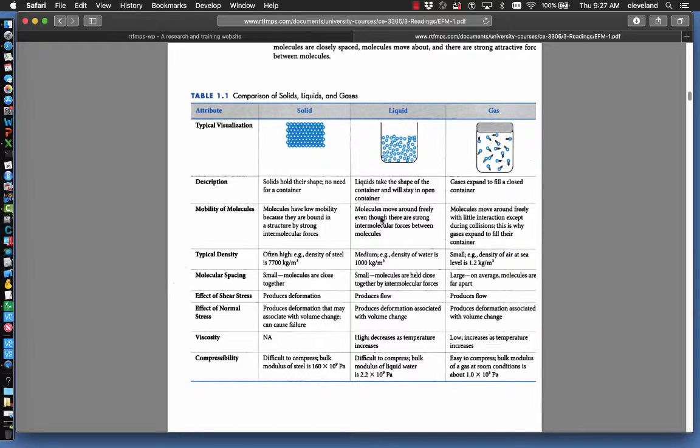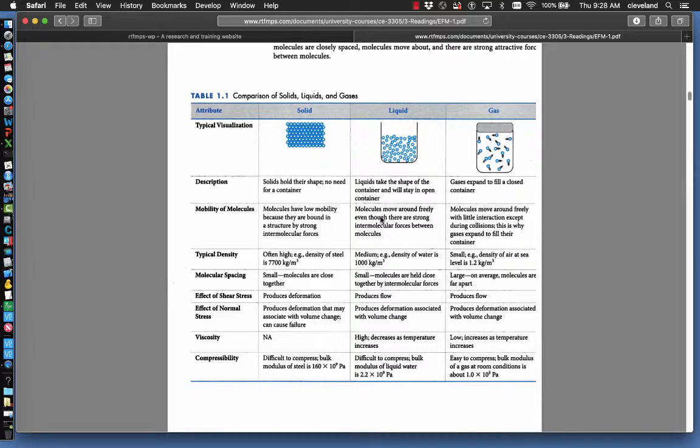So, first, a solid, you can imagine it as a lattice of molecules, or atoms if it's an element, that's arranged in a pattern and essentially maintains its own shape at the temperature and pressure of examination. Solids don't need a container. The molecules themselves are relatively immobile because they're held together with strong intermolecular forces, and the density of solids is relatively high. For example, steel is 7,000 kilograms per cubic meter. The spacing between molecules is small.